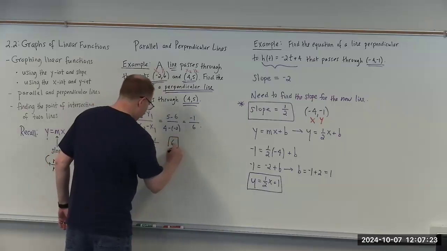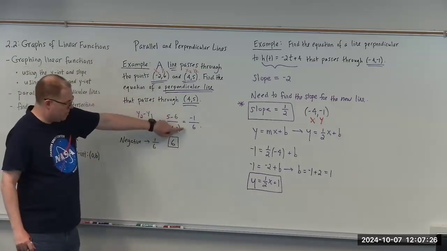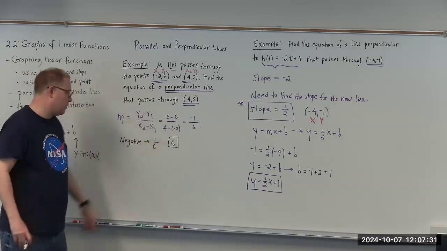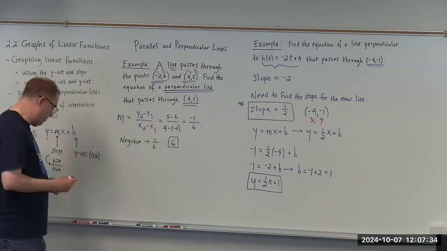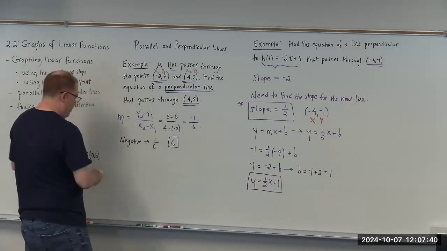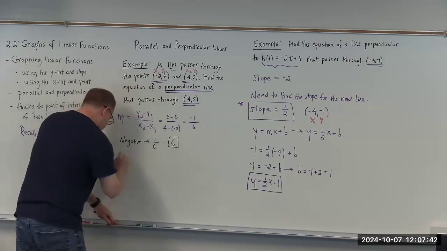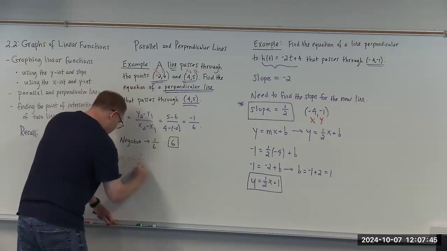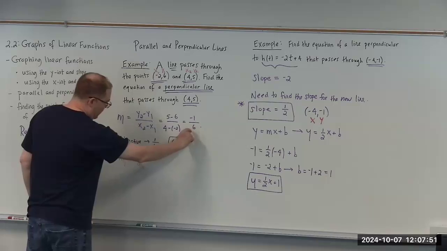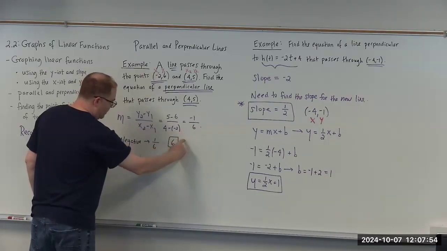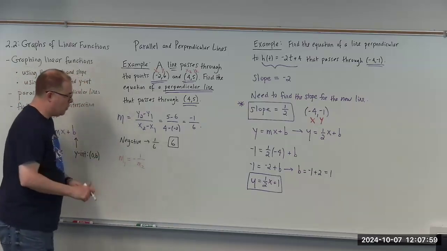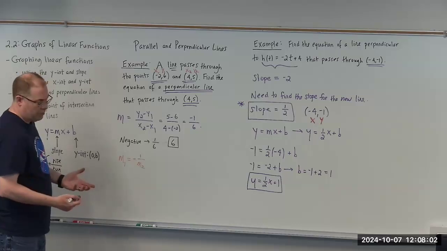We want to use this one. So again, we take 1 over this. 1 over 1/6 is 6, and then we take the negative value. Again, that's using this formula here. So we want that line to be perpendicular. When we multiply these, you can see that minus 1/6 times 6 is negative 1. So now that we have that, we can go ahead and figure out our equation for that line.